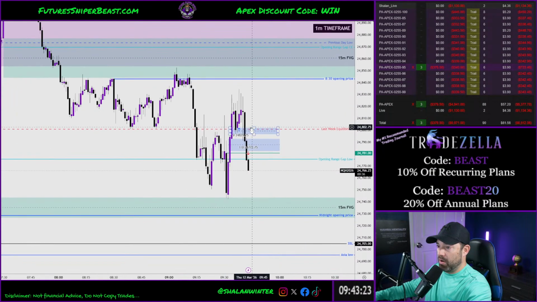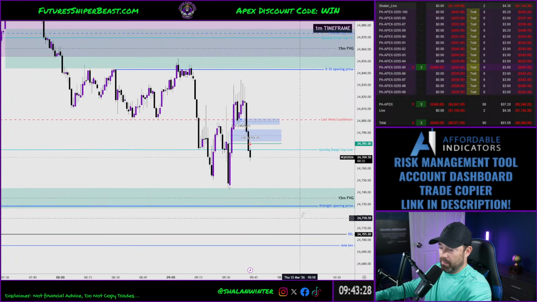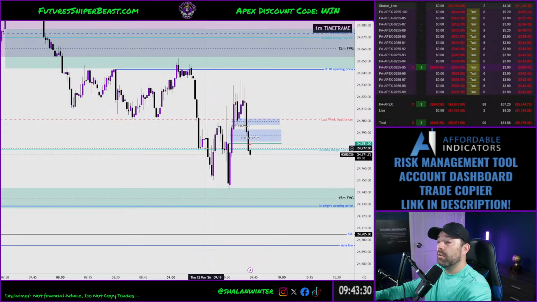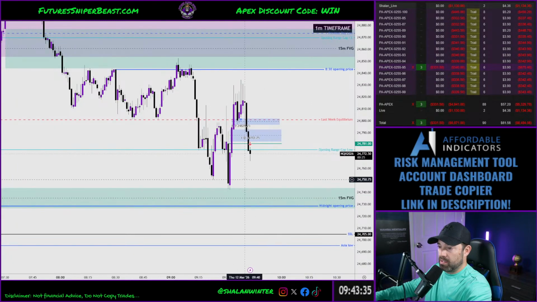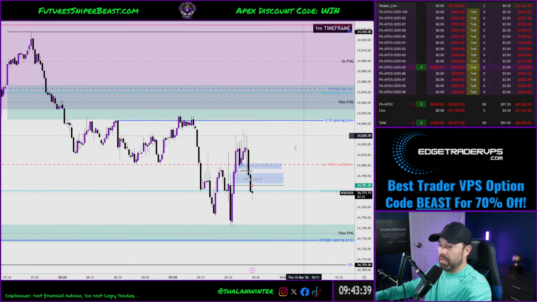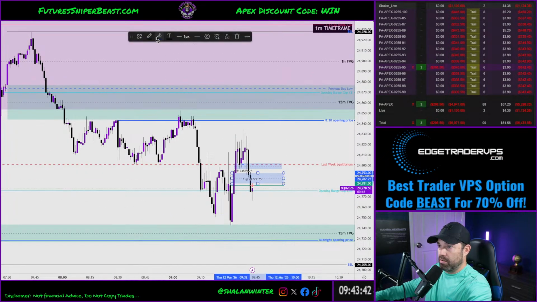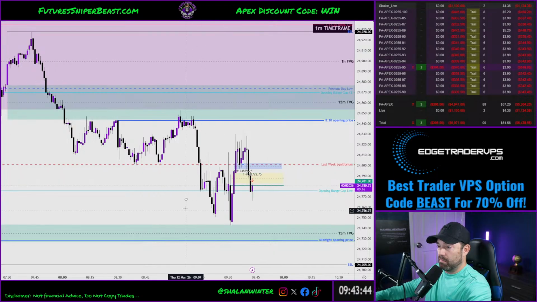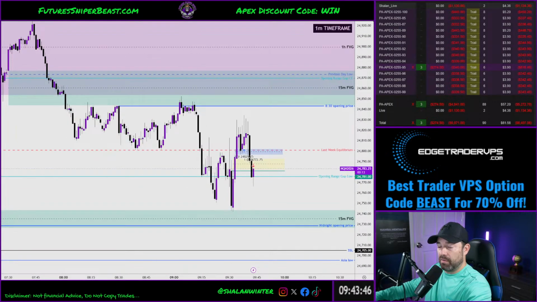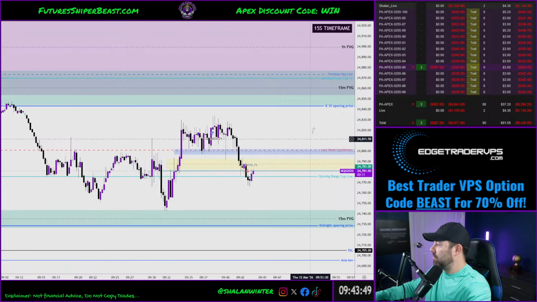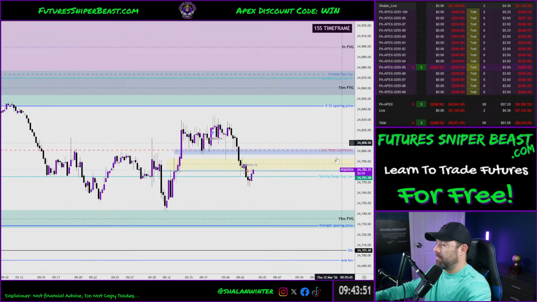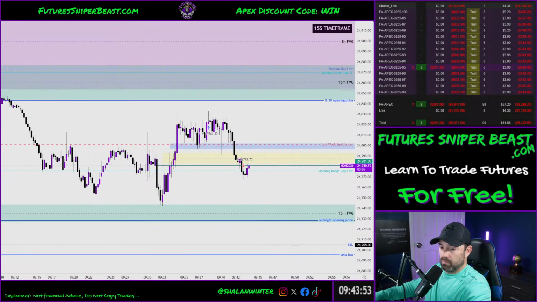So now we got the inversions, right? We got the inversions here. I really think we're going to go take this sell side liquidity. We'll see if this low stays protected or not. Because I was pretty neutral in the beginning here, I should have definitely waited. Oh well. Because I could see it going either way.